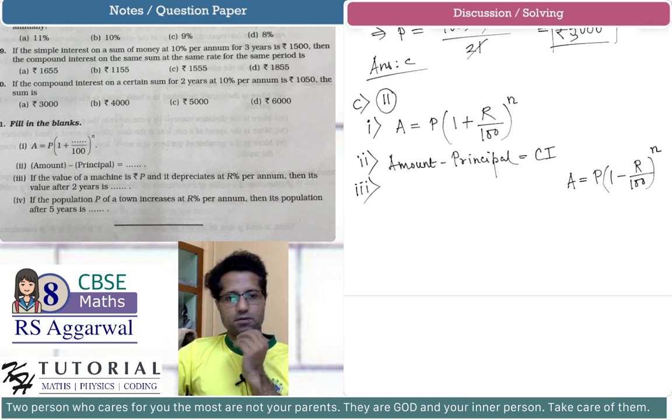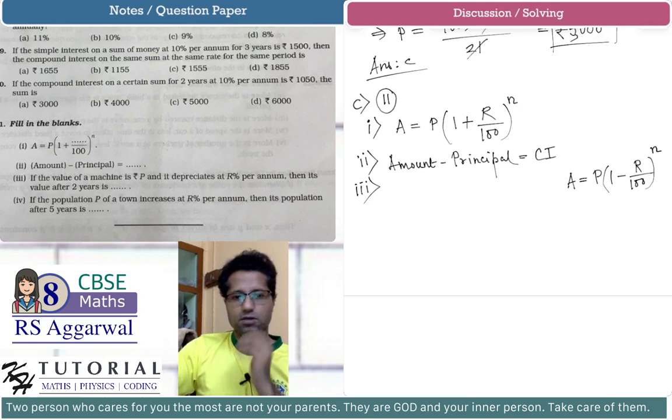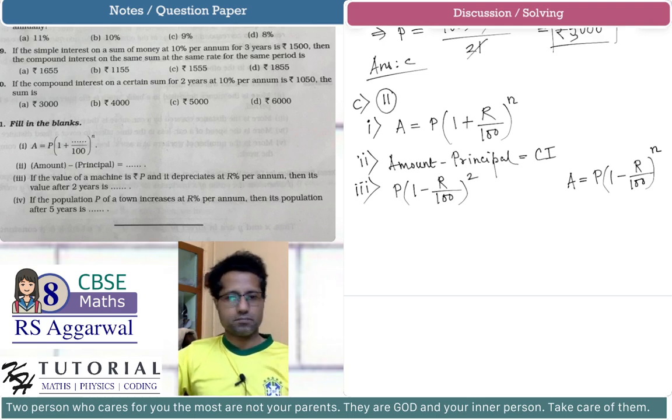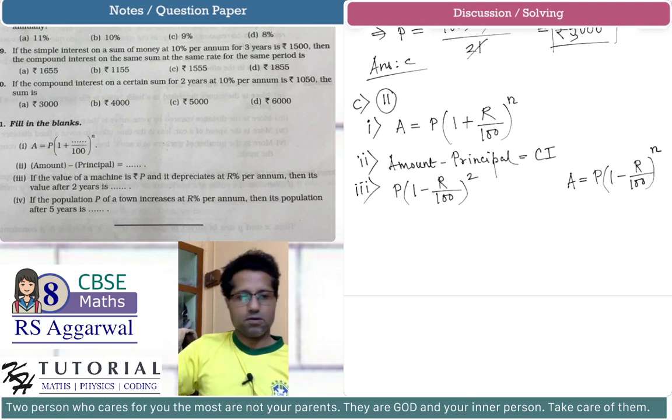So in this problem, it is asking for its value after 2 years, which will be P multiplied by 1 minus R divided by 100 to the power 2, since n is 2. That is, the time period is given to be 2 years.